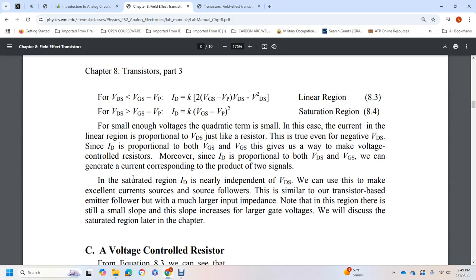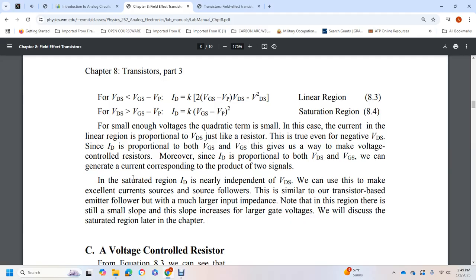For small enough voltages, the quadratic terms are small, and in this case the current in the linear region is proportional to voltage drain-source, just like a resistor, true even with negative voltage drain-source. The drain current is also proportional to the voltage gate-source, which gives us a voltage-controlled resistor. More, since the drain current is proportional to both voltage drain-source and voltage gate-source, we can generate a current corresponding to the product of the two signals.